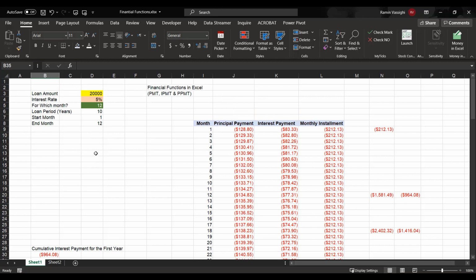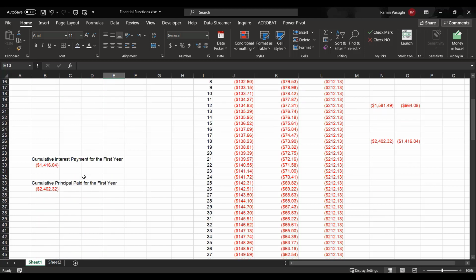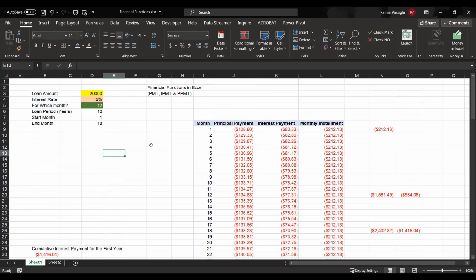This also works if you decided, no, I'm looking for the 1.5 year period, how much I'm paying in cumulative interest and cumulative principal that's going out. I can do it for 1.5 years, which would be 18 months. So I start from month 1 and end in month 18. And as soon as you do this, you see the values are changing, and we tested that one on 18 and the numbers are correct. I hope you like this one.